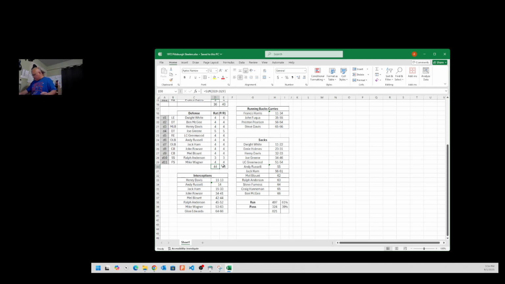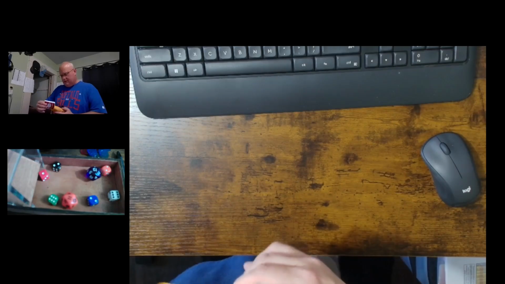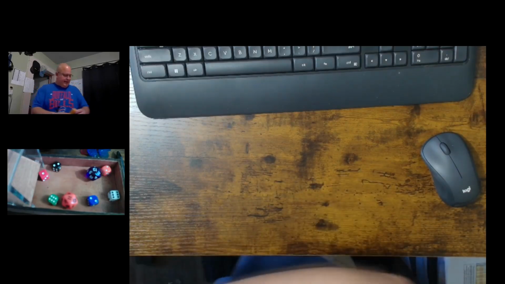All right, so we'll go in. We'll put Ben McGee in there. We got our backups. And now we have our team. We'll go back to here. So we have Pittsburgh. We have Oakland. Let's take a look at these quarterbacks.